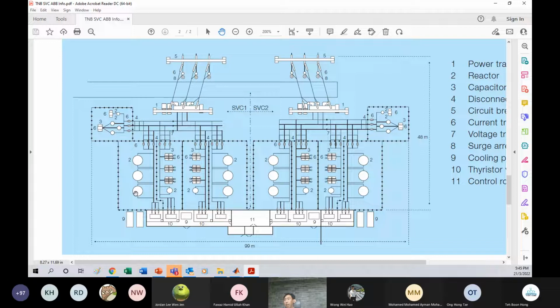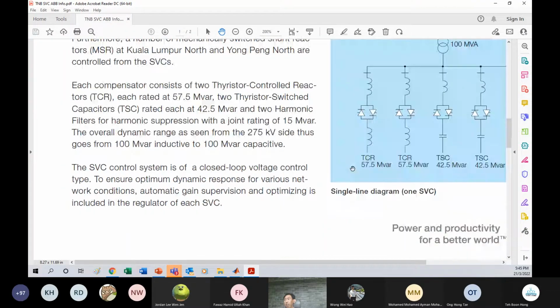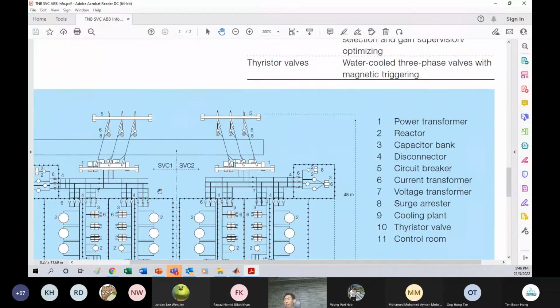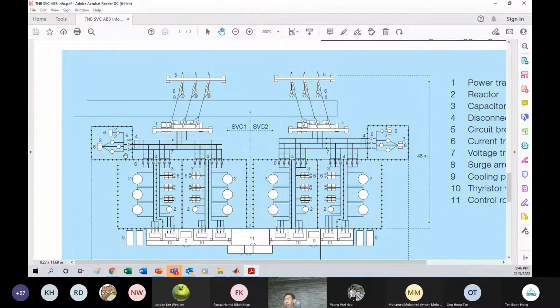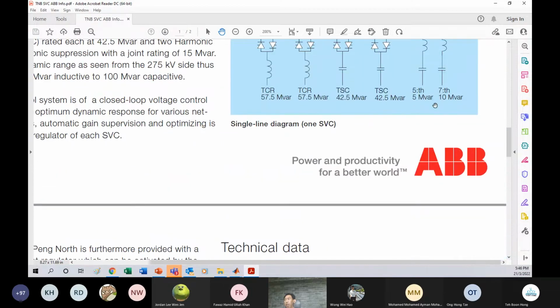These are the reactors. And these are the capacitors, capacitor and reactor. So one of these consists of one SVC. And of course, there are filters. Let me see, I think the filter should be here. The filter is relatively small, it's only like 5 or 10 compared to this one.